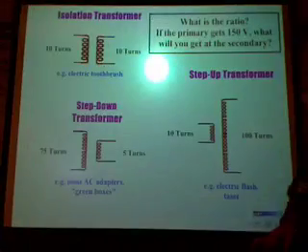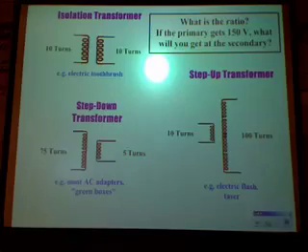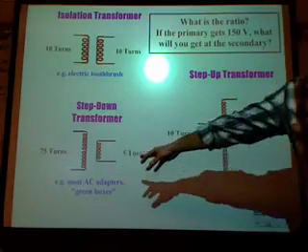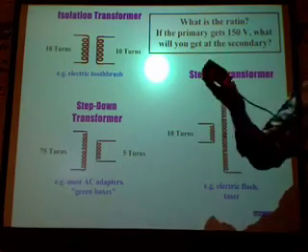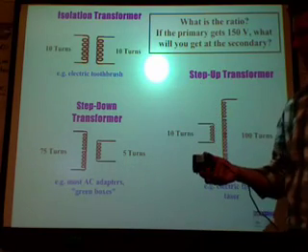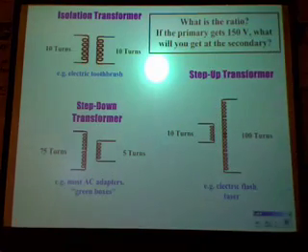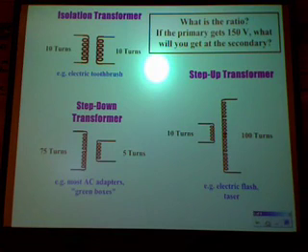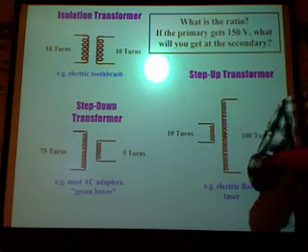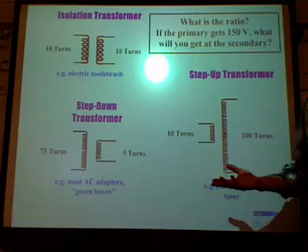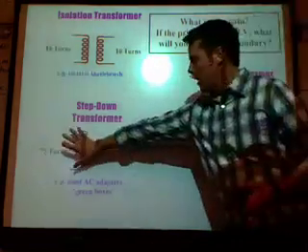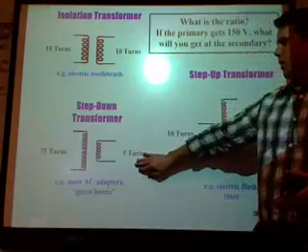Here are some common examples of each of these transformers. The step down is the most common. That's the one you find in almost all of these AC adapters, because most devices around your house don't need 120. They need something less, 5, 9, 6, whatever. And so they're going to take that 120 and bring it down to something lower.